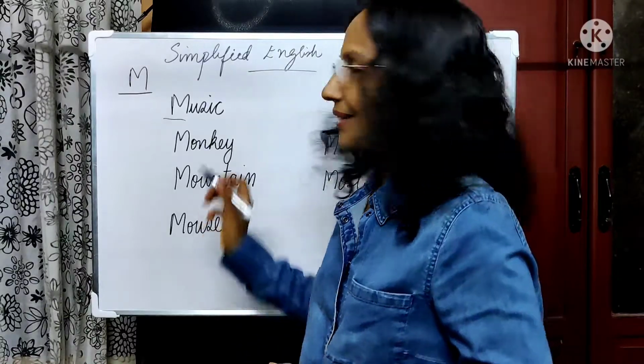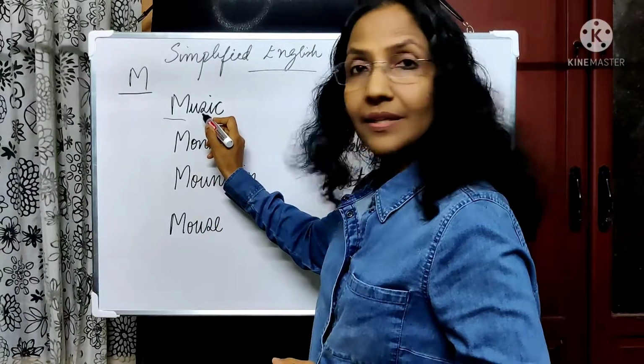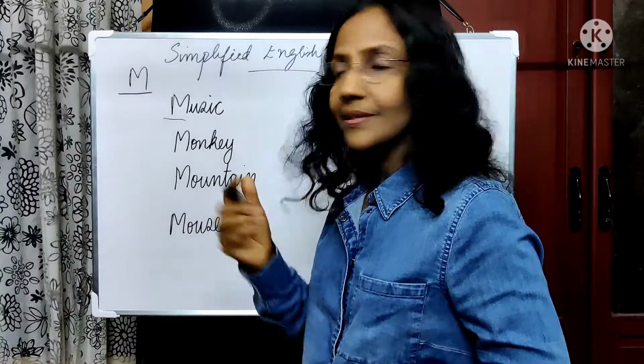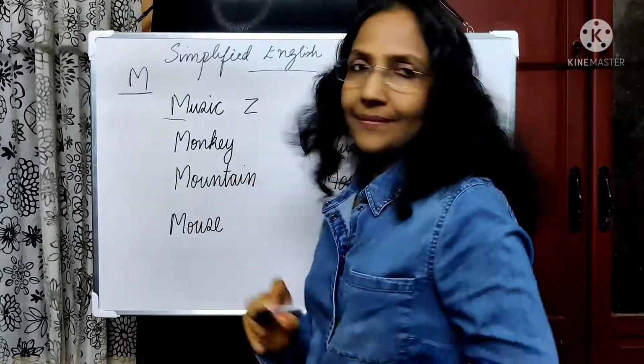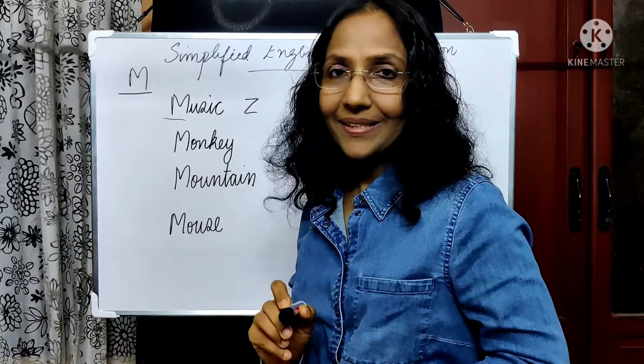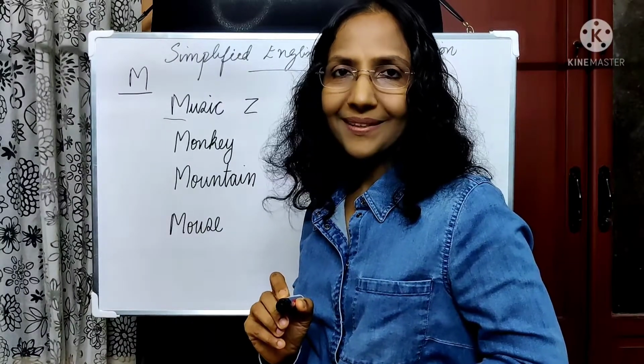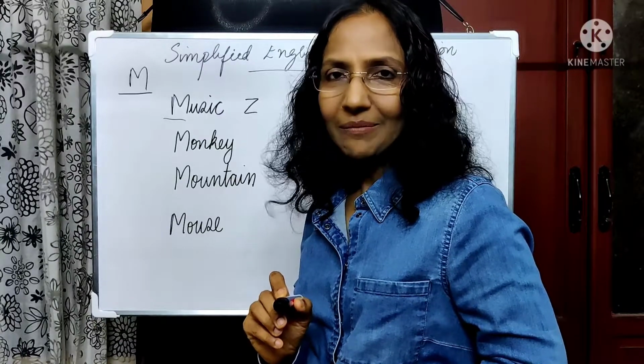Music. Remember, even though we have the alphabet S, the pronunciation is Z. Okay, it's not S. We do not say "musick". It's "muzic". Okay, remember that.